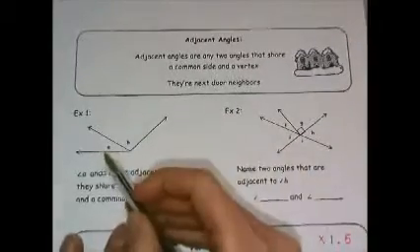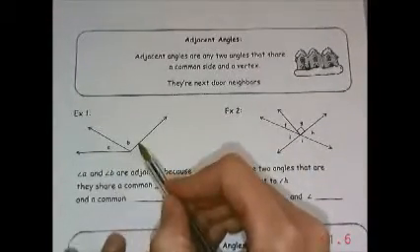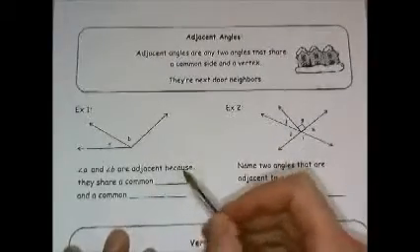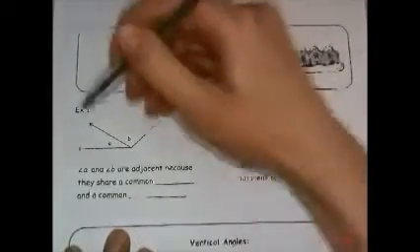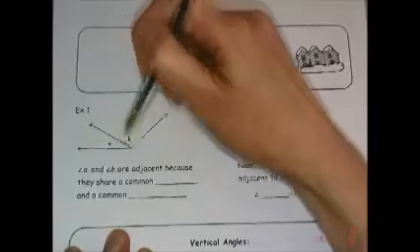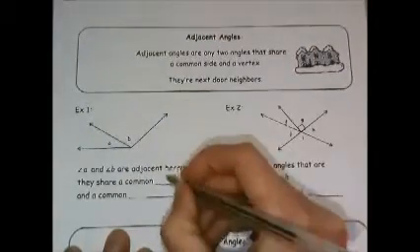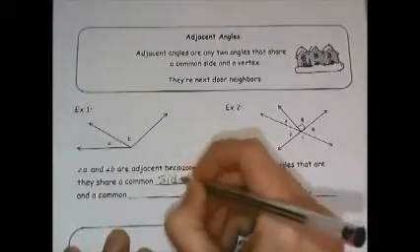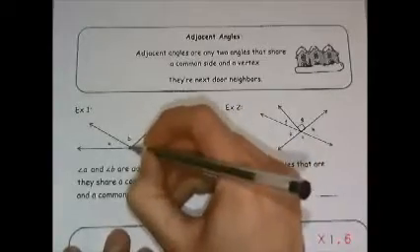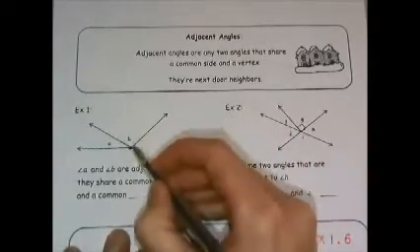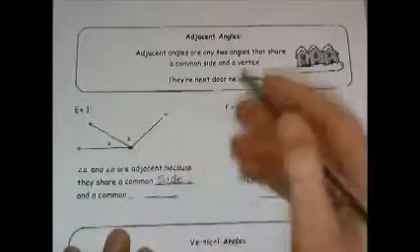Example 1, I have angle A and angle B. These two angles are adjacent because they share this wall in between them, this side right here. So they share a common side and a common vertex. Your vertex is where each one of these rays meets.